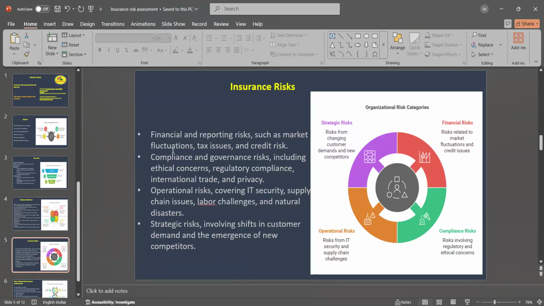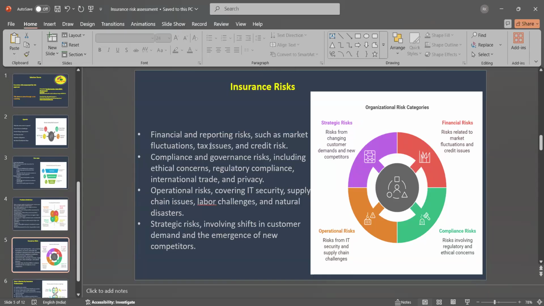Here we see what the insurance risks are and how to define them. These are the categories in the diagram. Strategic risk from changing customer demands and new competitors. Financial risk related to market fluctuation and credit issues. Operational risk from IT security and supply chain challenges. Compliance risk involving regulatory and ethical concerns.